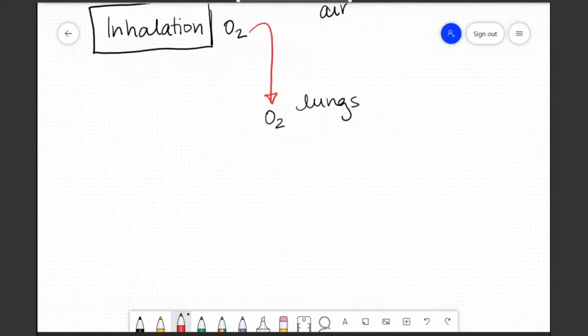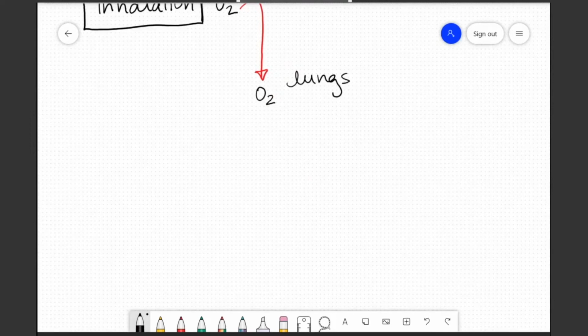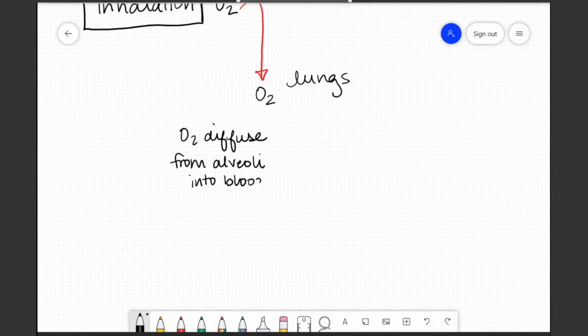So we're going to take in the air. Then what we're going to do is take that oxygen, going from our lungs, and we are going to follow a process where the O2 will actually diffuse from the alveoli into our blood. So we've got that oxygen in our lungs. The O2 essentially will go from our air, which is in our alveoli, and it will transfer and go into our blood. So this is the process that will follow.